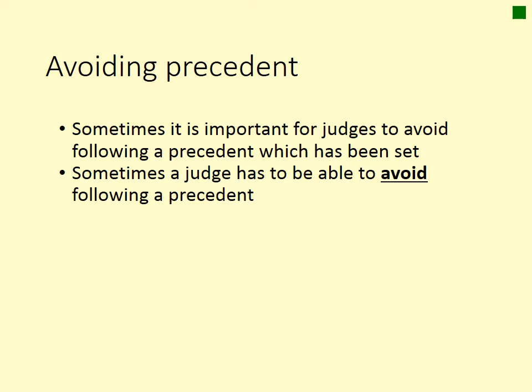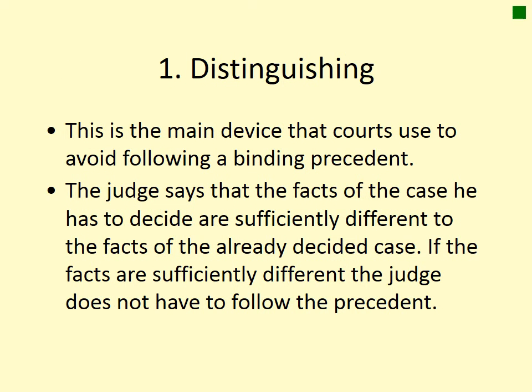So even though it's true that generally judges will try and follow the decisions of judges which have come before them, sometimes it is important for a judge to avoid following a precedent which has been set before, and that judge has to be able to avoid following that precedent. So the first method that we're going to have a look at is distinguishing, and this is the main method that courts use to avoid following a binding precedent, because what the judge is saying is that the facts of the case are sufficiently different to the facts of the case already decided, and if they are, the judge doesn't have to follow the precedent set before.